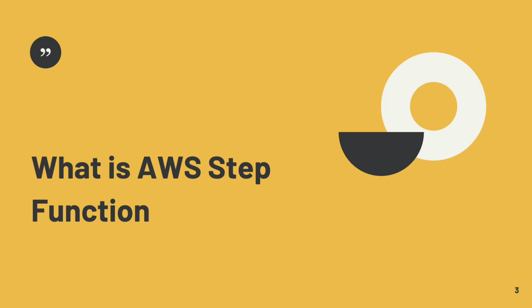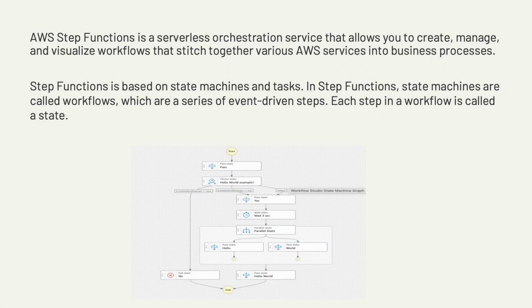First, we will see what is AWS Step Function. AWS Step Function is a serverless orchestration service that allows you to create, manage, and visualize the workflow. Step Function is based on a state machine and task. In a Step Function, a state machine is called a workflow, which is a series of event-driven steps. Each step in a workflow is called a state. If you see the below diagram, the entire flow diagram is called a workflow, and each task we will call it a state.